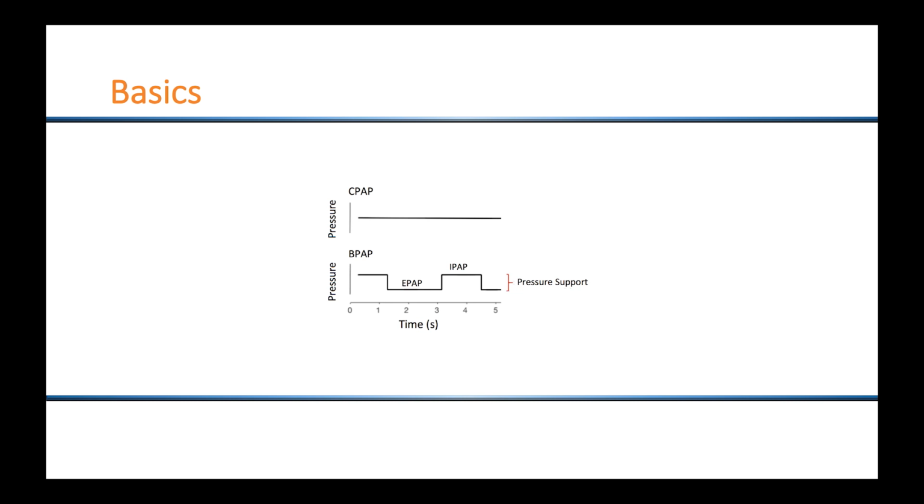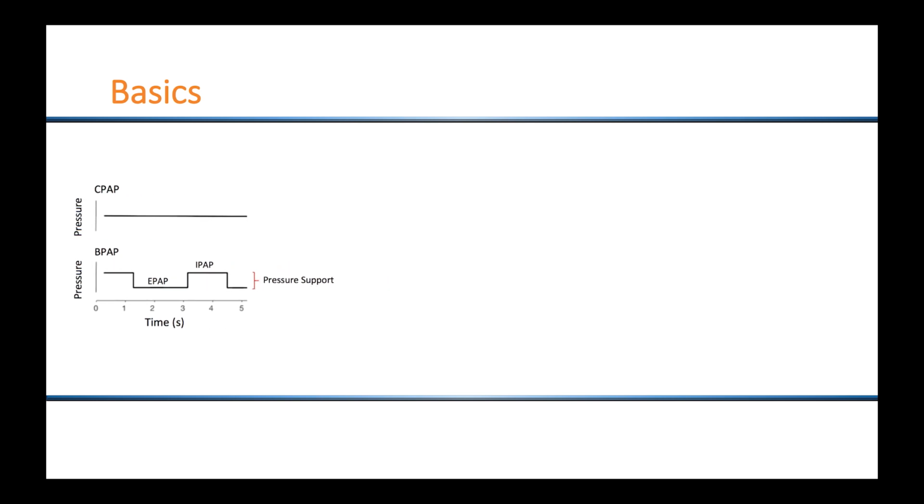On the other hand, you have BiPAP, which stands for bi-level positive airway pressure. It has two different pressures, an EPAP and an IPAP. The EPAP is generally the lower of the two and occurs during exhalation, while the IPAP is the higher of the two and occurs during inhalation. The difference, or delta, is known as your pressure support.